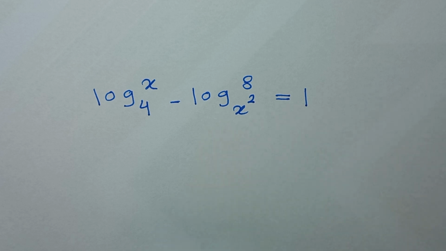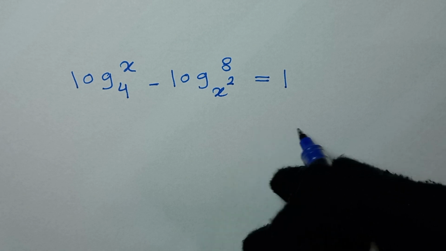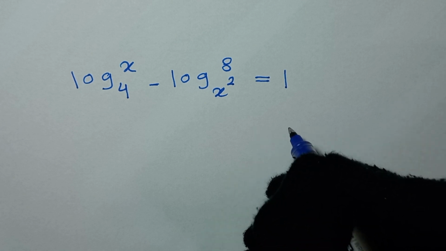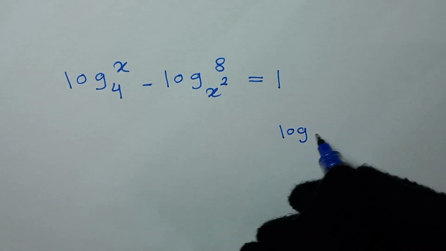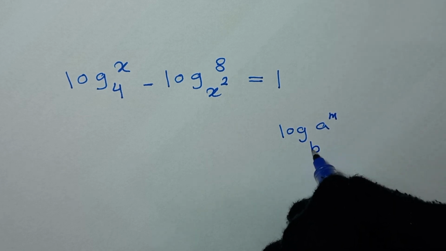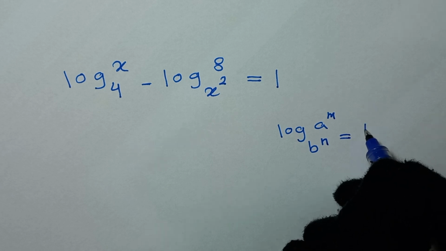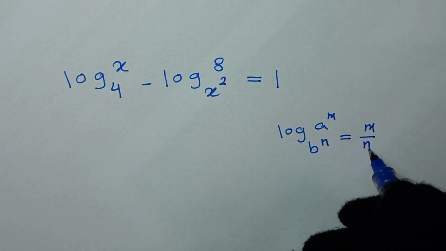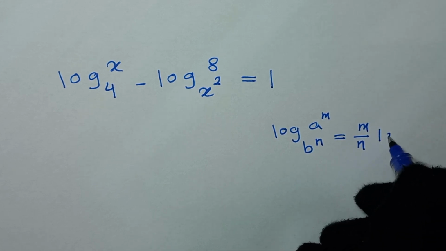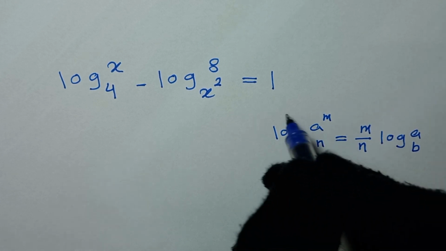In the first step, from the most important log rules, if we have log of a to the power of m to base b to the power of n, this is equal to m over n times log of a to base b.